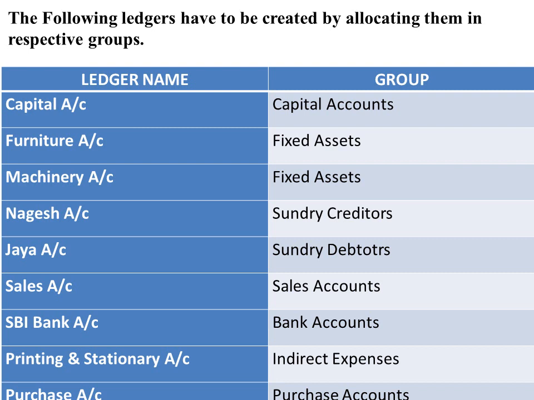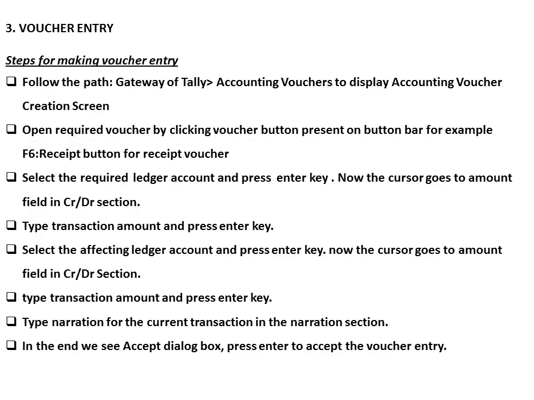Here SBI account is under the group of bank account, and printing and stationery account is under indirect expenses, and purchase account under the group of purchase account. Because in the last transaction there is paid rupees 1600 for printing and stationery. In this transaction, printing and stationery account debit to cash account. The cash already is there, you have to create a printing and stationery account, which is under the group of indirect expenses.